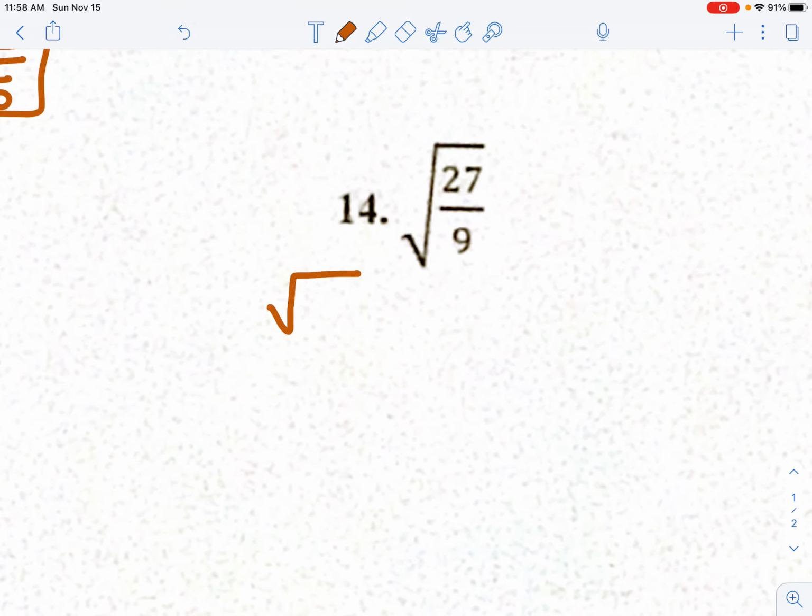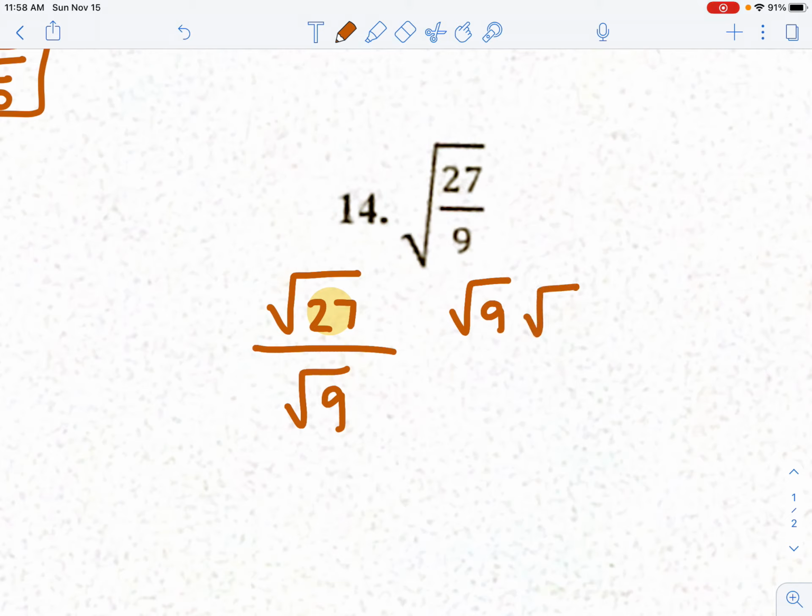Same thing here. We're going to break it apart. So I've got the square root of 27 over the square root of 9. Now, 27 isn't a perfect square, but let's see if we can break it apart. I think that the square root of 9 goes into that. So I've got the square root of 9 times the square root of 3.